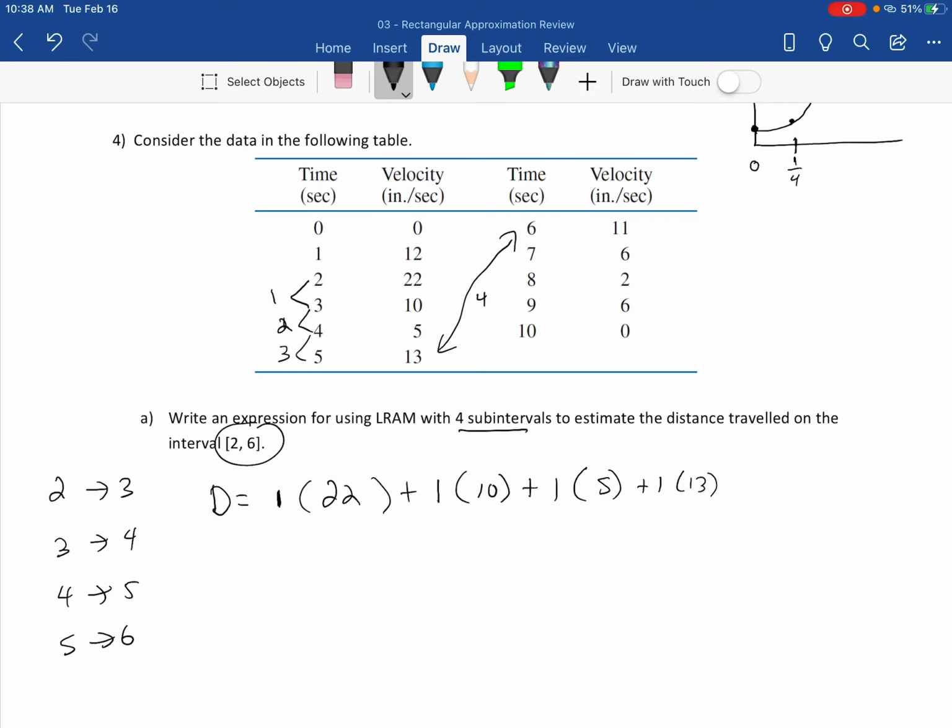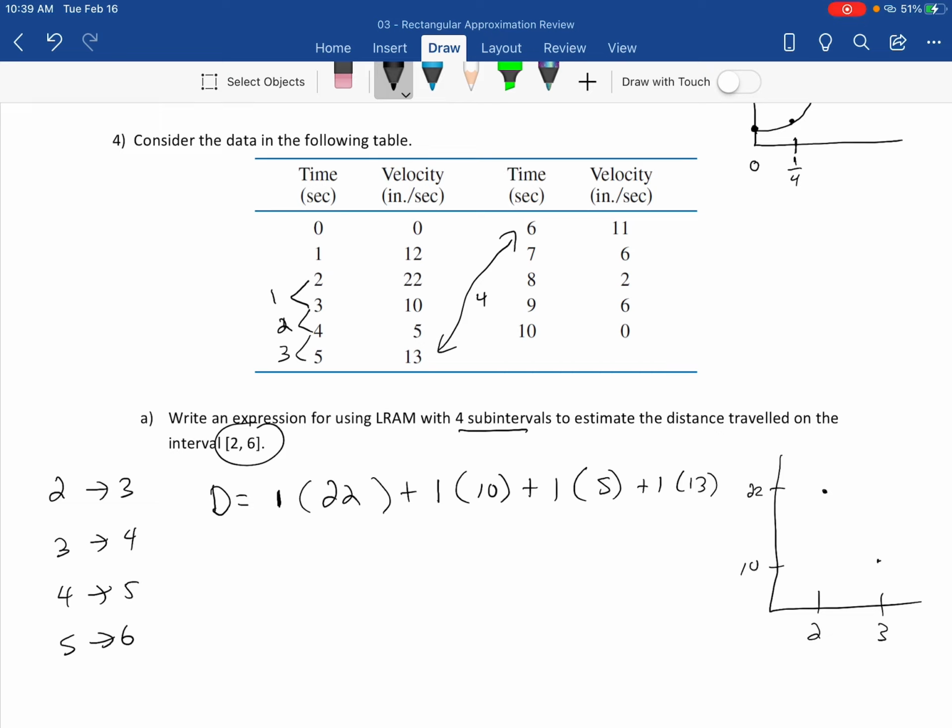If that is a little difficult to decipher, let's just talk about the one section. That is 2 to 3. I'm going to go over here from time 2 to time 3. There are 2 different values we could use. We could use 22 or we could use 10.